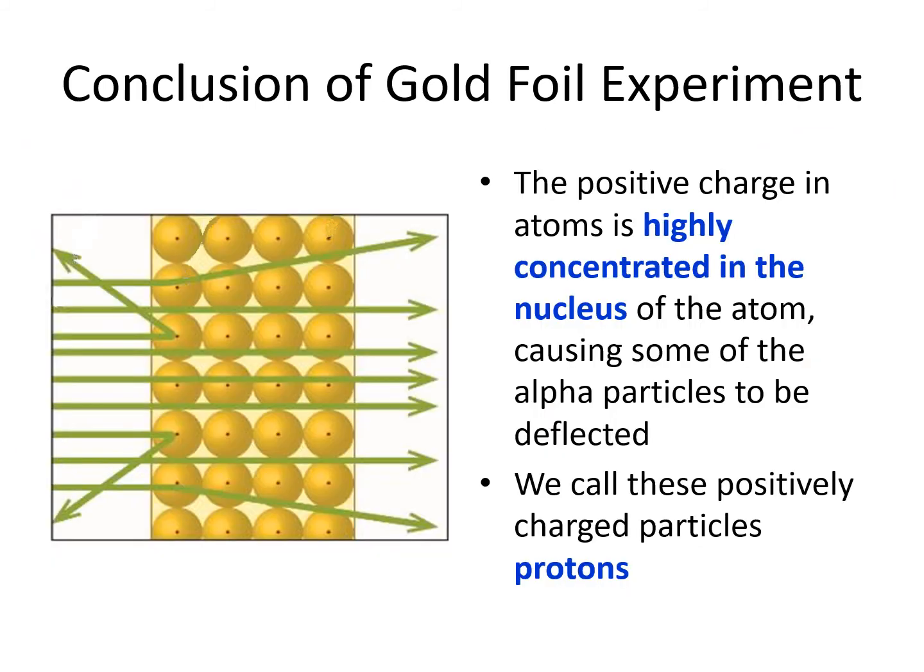All of the positive charge in the atom is found in what we call protons, in that center portion called the nucleus. Remember, like repels like, so the densely packed positively charged protons were able to repel the positively charged alpha particles.